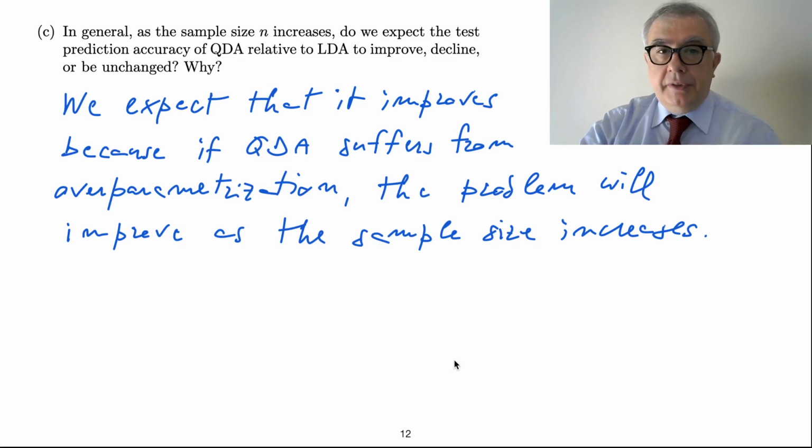Final question. In general, as the sample size n increases, do we expect the test prediction accuracy of QDA relative to LDA to improve, decline, or be unchanged? I would expect that it is going to improve, because if QDA suffers from overparameterization, this problem is going to improve as the sample size increases.